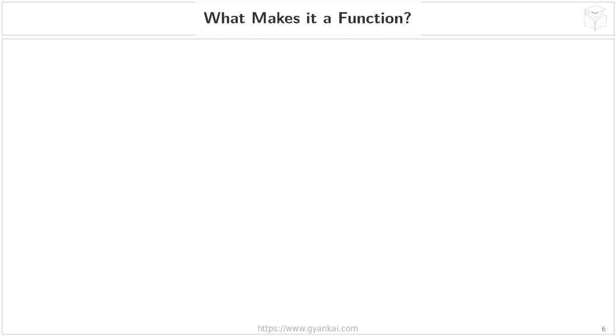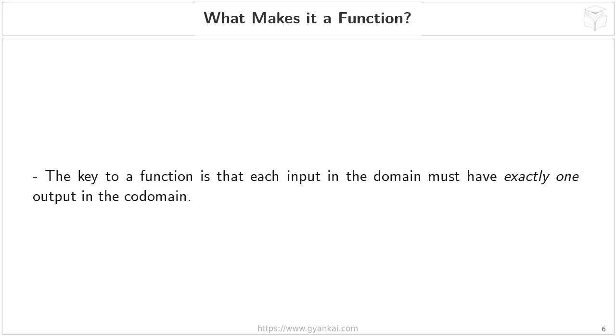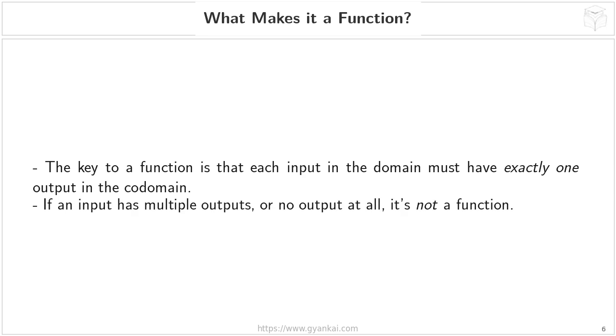What makes it a function? So let's solidify our understanding of what defines a function. As we've discussed, a function is a special kind of relationship, and there's one crucial rule we need to keep in mind. The key to a function is that each input in the domain, remember, that's the set of things we start with, must have exactly one output in the codomain, which is the set of possible outputs. Think of it like this.